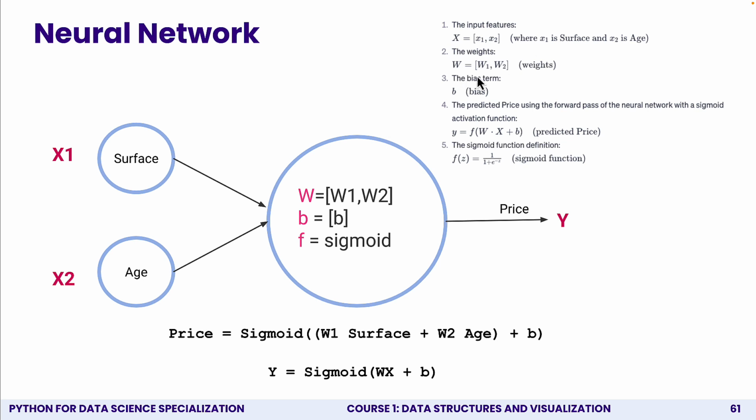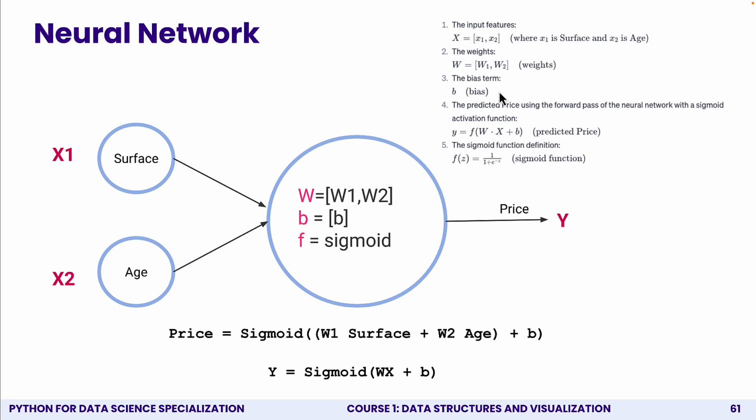And we have our weights. Of course, our weights are what will make the translation from the surface and age to the price. So here we have W1 and W2, as I already explained. And we have our bias term.